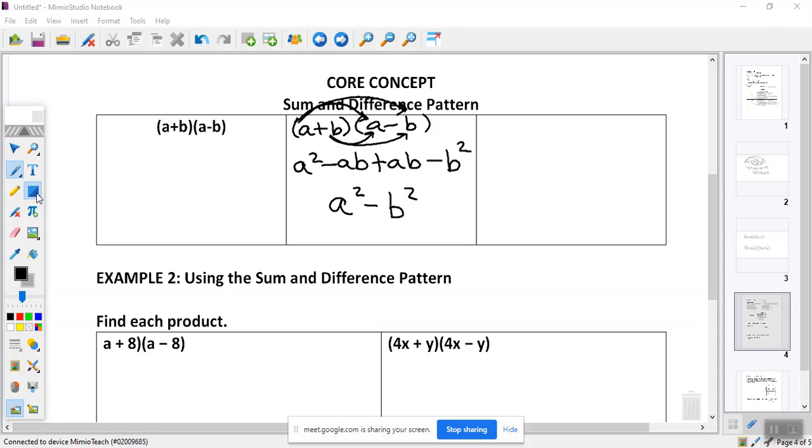I'm going to put a star by this example because I really think a lot of times kids just keep foiling stuff out.